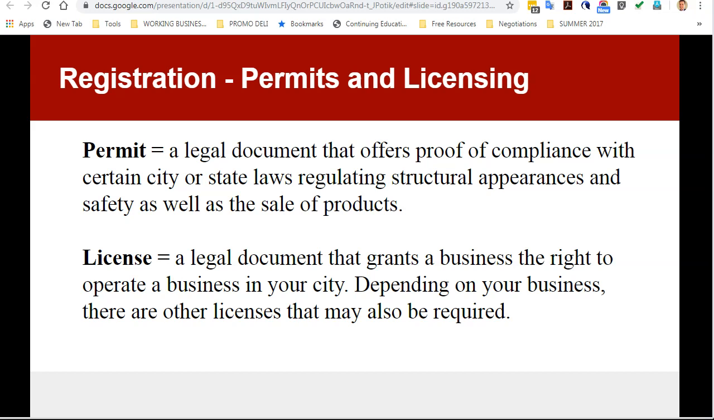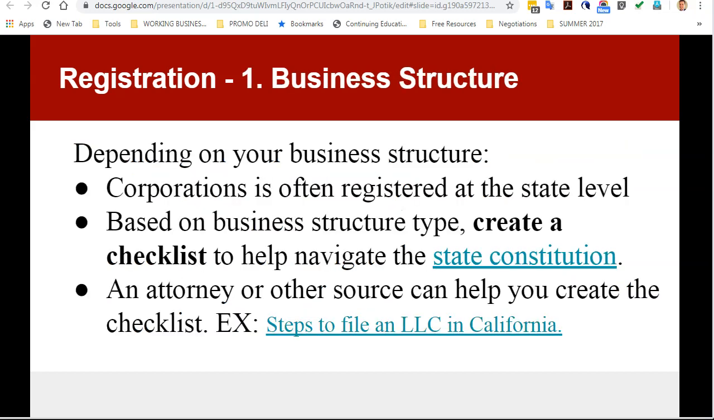Oftentimes you might get a business permit that permits you to run your business, and you might have a hair styling license that says you are certified to cut hair. And you would have to have both in order to run your business. So again, you'd have to look at what is the regulatory agency for your type of business and where you're located, and those would dictate which ones you need.